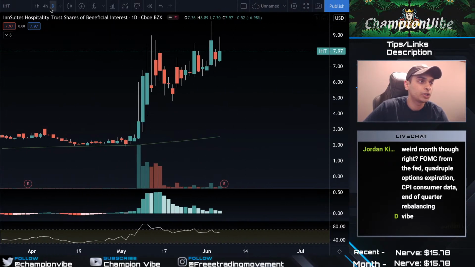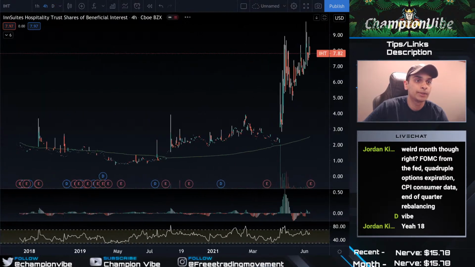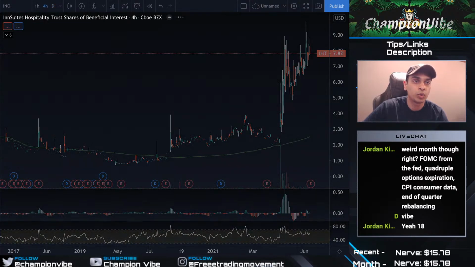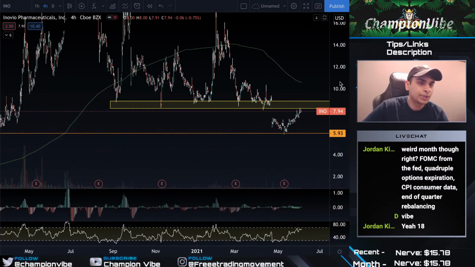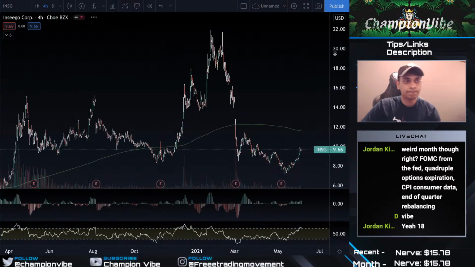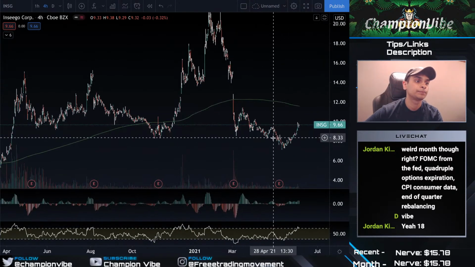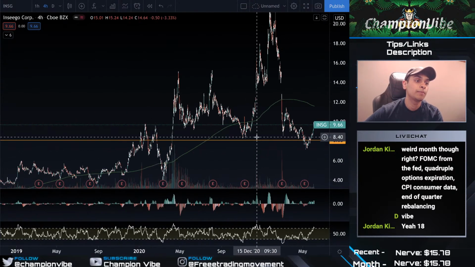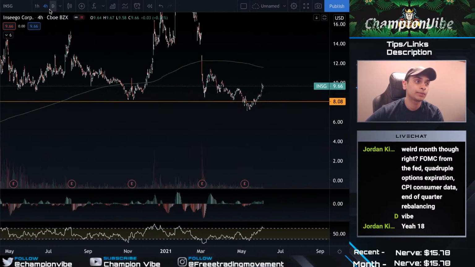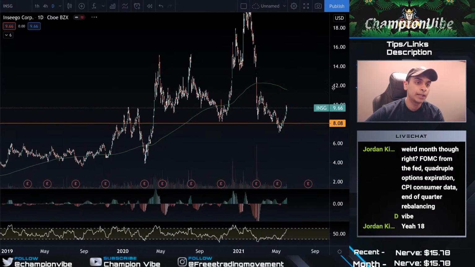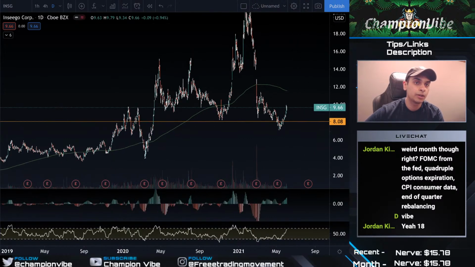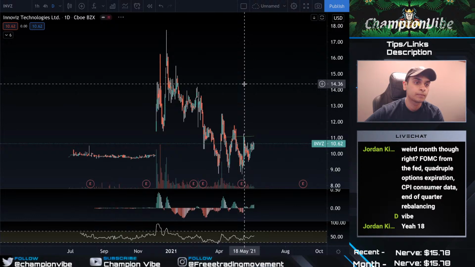This one, IHT. It's pretty similar to AHT if I'm not mistaken, but not really a swing trade for me in terms of technicals. I don't like how it's under this resistance. INSG. It's over $8. It's actually in a pretty nice place. Check out the daily. Yeah, this has potential, but it just went from $7 to $10, so I'm not too sure.